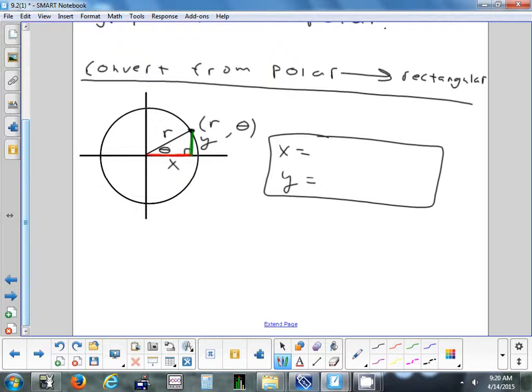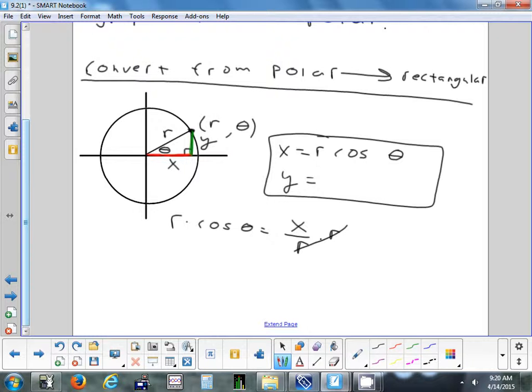So if you write down cosine of theta, that's adjacent over hypotenuse. If you multiply each side by r, you get a formula for x. X equals r cosine theta. So if you have a point in polar, and you know its radius, and you know the angle, and you want to find the x value of that coordinate, take the cosine of the angle, multiply by r.